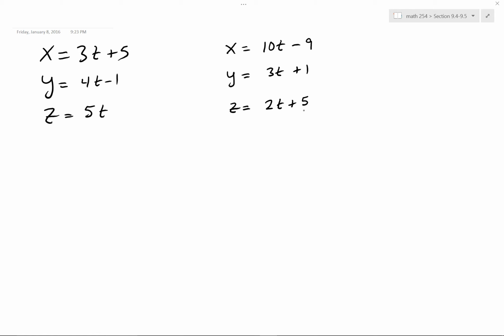If these two lines intersect one another, that means their x's, their y's, and their z's must all be equal at the same time.